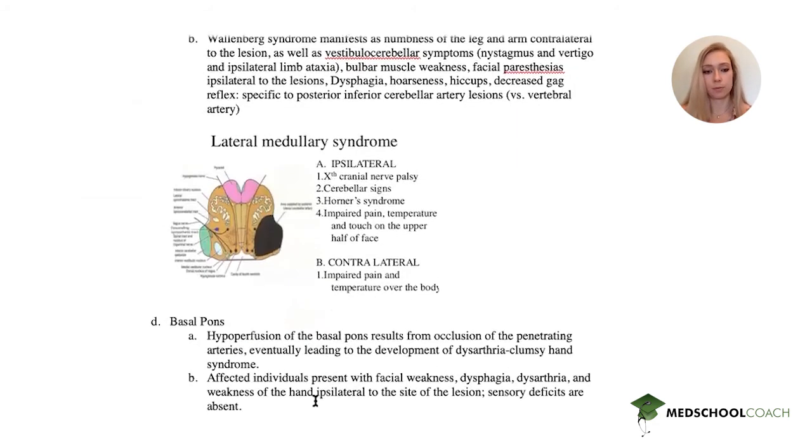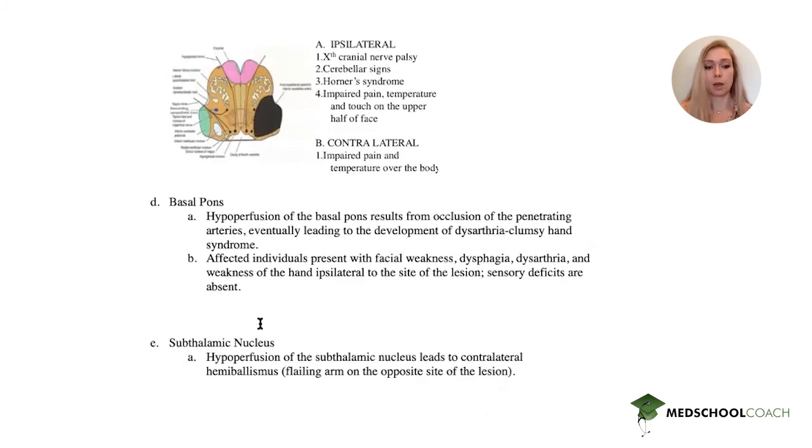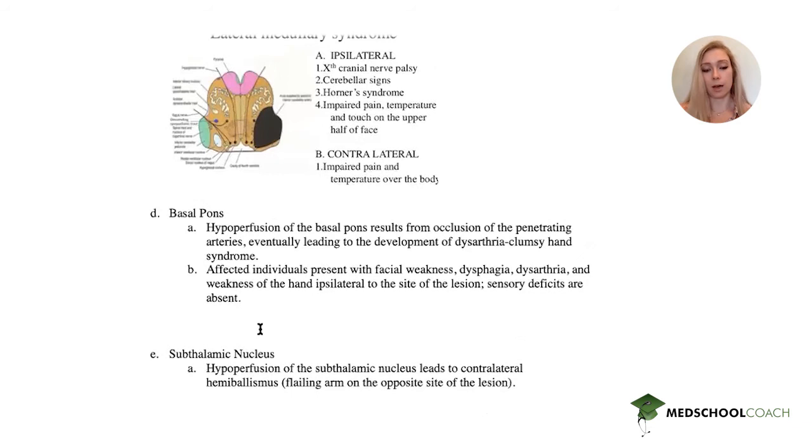The next is the basal pons. Hypoperfusion of the basal pons results from occlusion of the penetrating arteries, and you get this thing called dysarthria clumsy hand syndrome. These affected individuals present with facial weakness, dysphagia, dysarthria, and weakness of the hand ipsilateral to the lesion. You do not have sensory deficits, so this is not our patient. Subthalamic nucleus presents with the classic contralateral hemiballismus, flailing arms on the side opposite to the lesion.